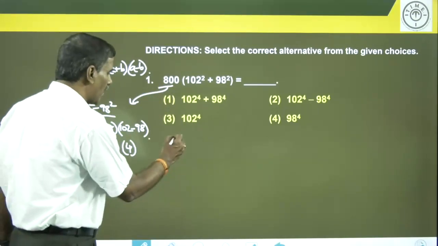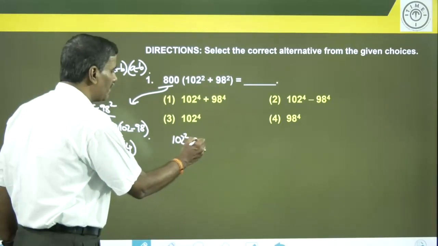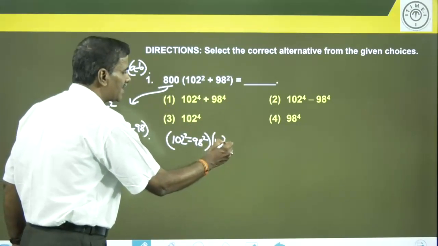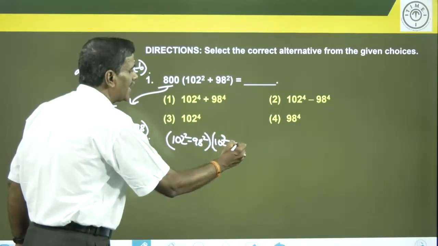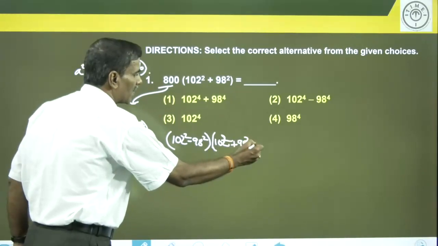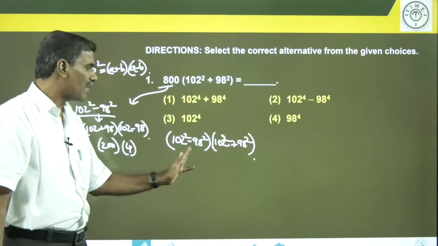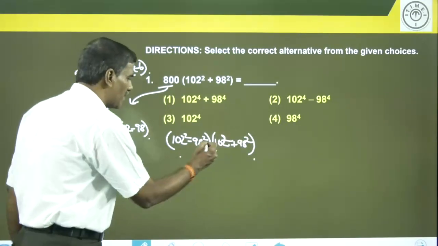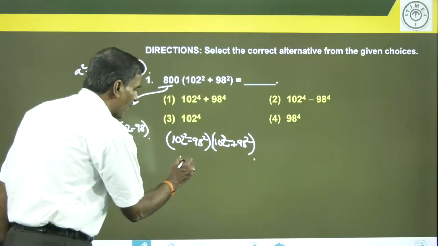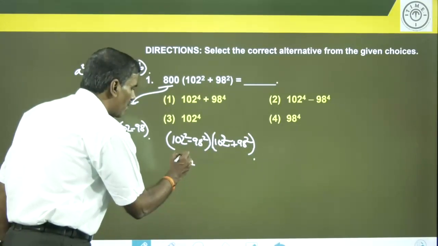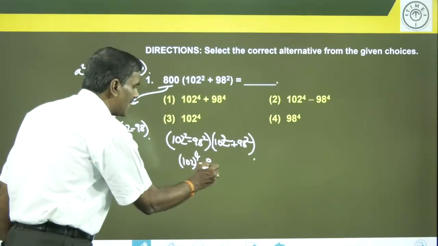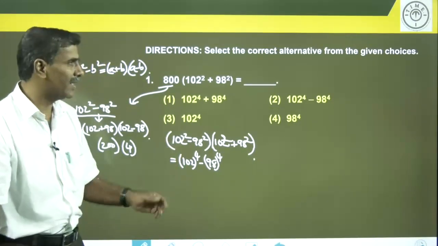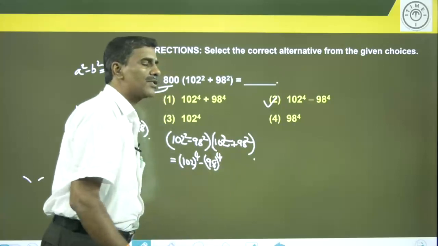So if we write that as 102 square minus 98 square, that is multiplied with what? 102 square plus 98 square. Right. Now this is in the form of a square minus b square into a square plus b square, which we can write as a power 4 minus b power 4. In place of a we have 102, so that will become 102 power 4 minus 98 power 4. This is given in choice B there. So the answer for this question should be choice 2.